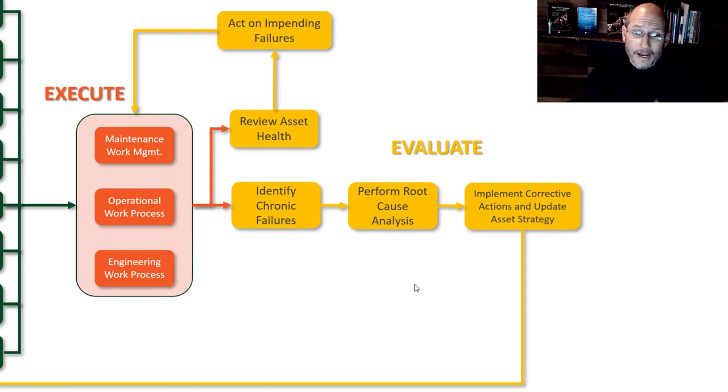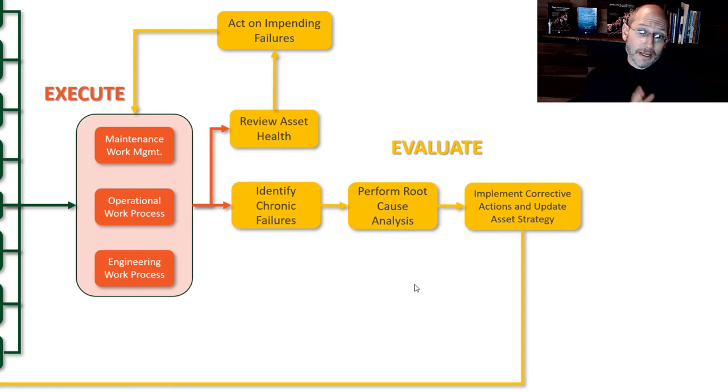Now, we're out there doing the work, doing our inspections, the preventive tasks, the predictive tasks, and that kind of thing. All that work is generating data, and it generally comes in a couple of buckets. One of them is asset health. We look at our asset health indicators and we say, hey, on this piece of equipment we've got high vibration. We've got a critical bearing that's telling us it has a problem. Well, we can't wait on that. That's something we've got to act on. So we've got to act on those impending failures.